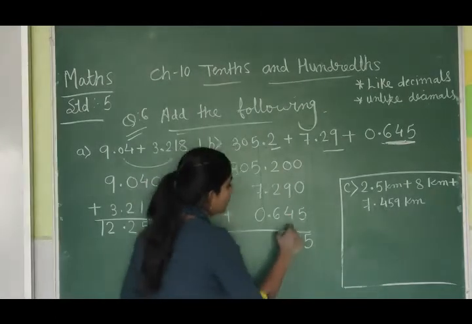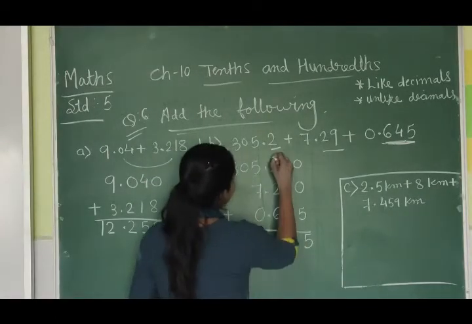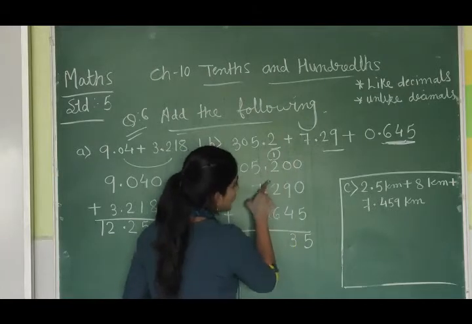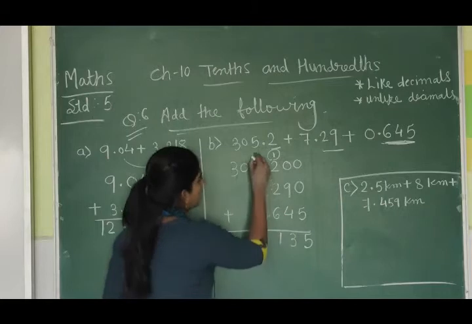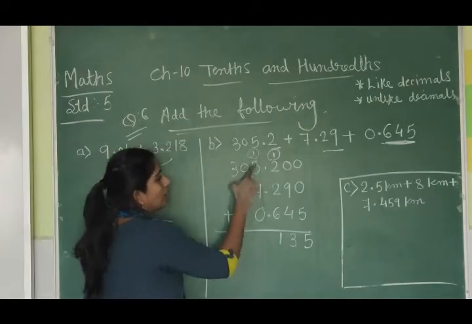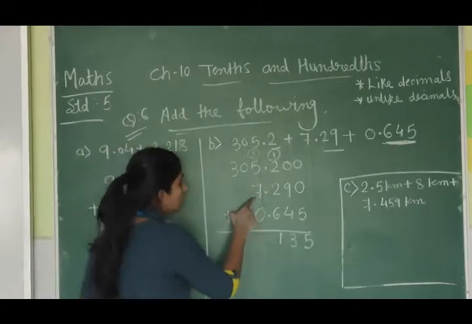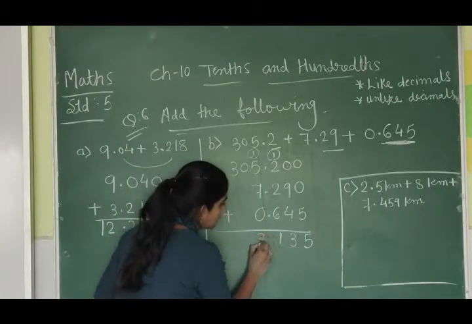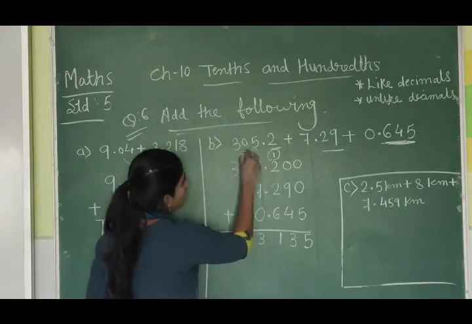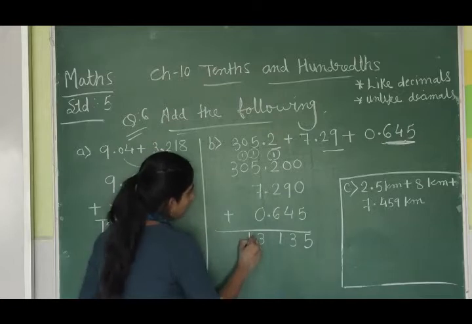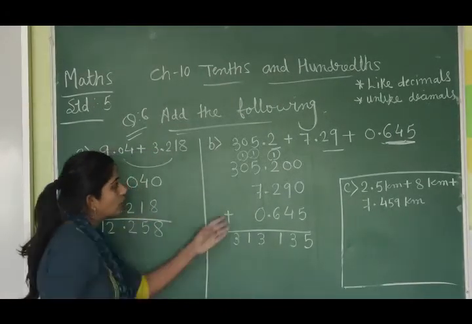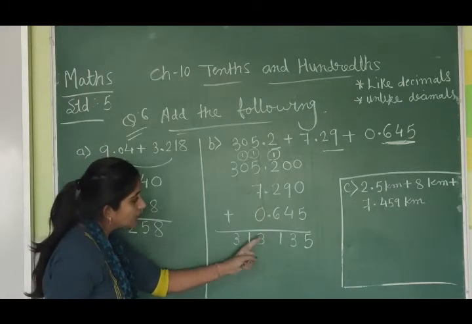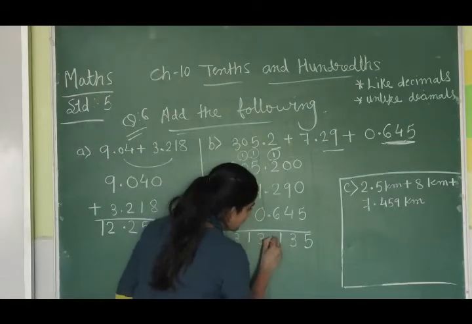005, 094. 9 and 4 is 13, 1 carry forward. 1 and 2 is 3, 3 and 2 is 5, 5 and 6 is 11, 1 I'll carry forward. 1 and 5 is 6, 6 and 7 is 13, 3 and 1 I am going to carry forward, 1 0 1 and 3. In the decimal form you have to keep the decimal in this particular place.